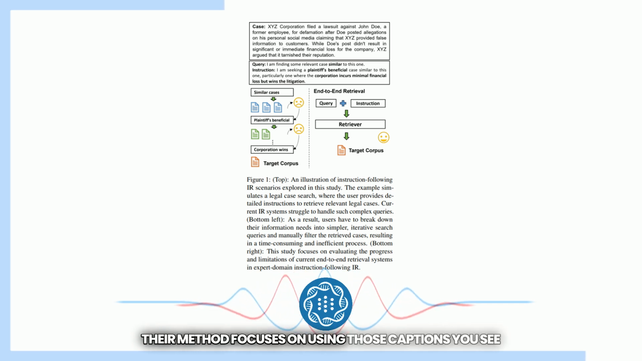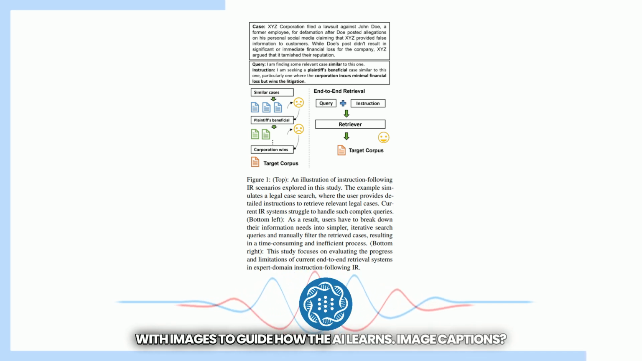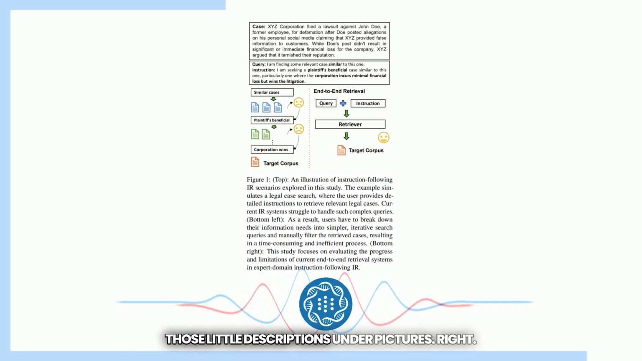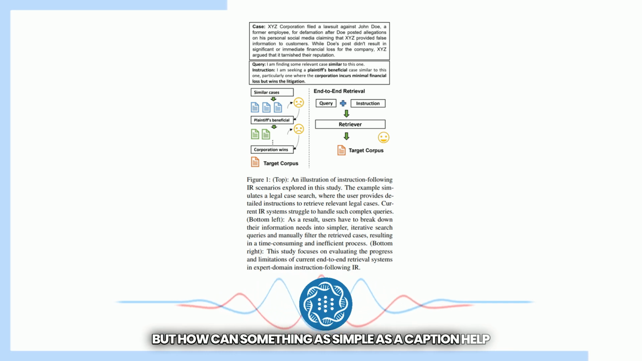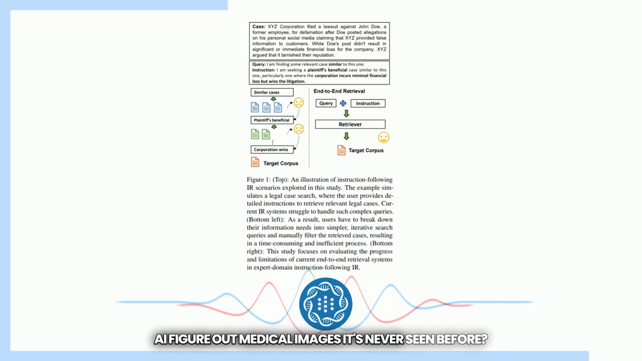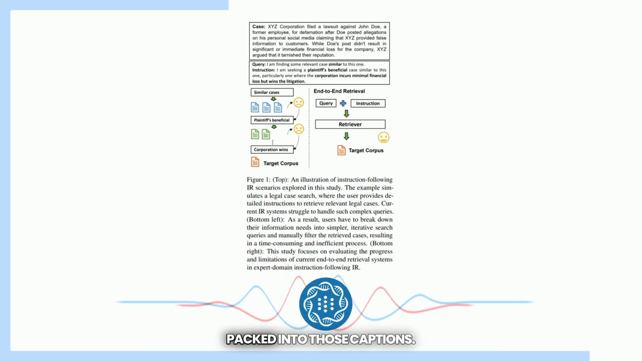Their method focuses on using those captions you see with images to guide how the AI learns. Image captions, those little descriptions under pictures, right? Like the ones you might see in a magazine or online. But how can something as simple as a caption help AI figure out medical images it's never seen before? It's all about the information packed into those captions.